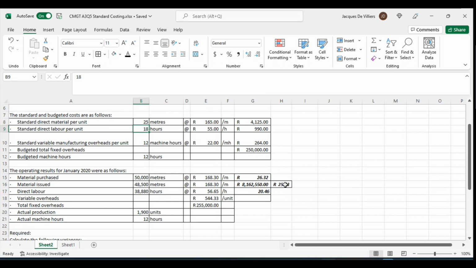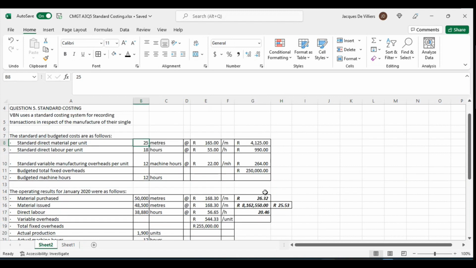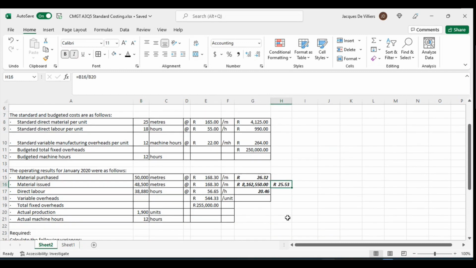The cost here, 25 Rand 53. Do we have that in there? No, we didn't. Material issue, direct material per unit, 25. Sorry, yes. So we expected 25, but now we're paying a little bit more per unit, 25.53. So it looks like we under budgeted kind of just about everything.